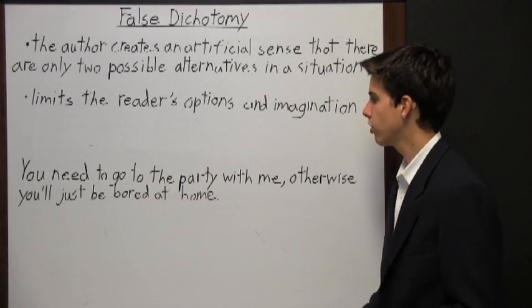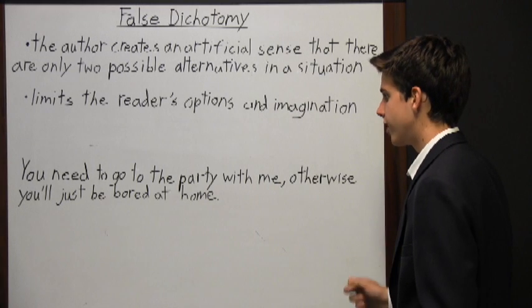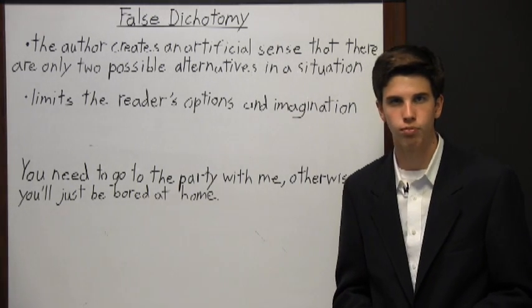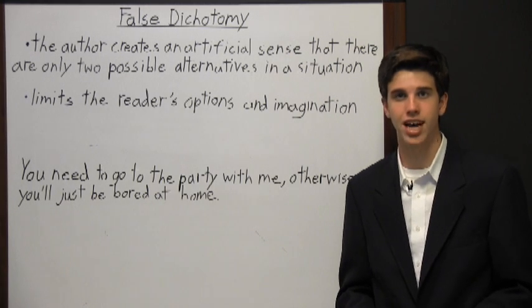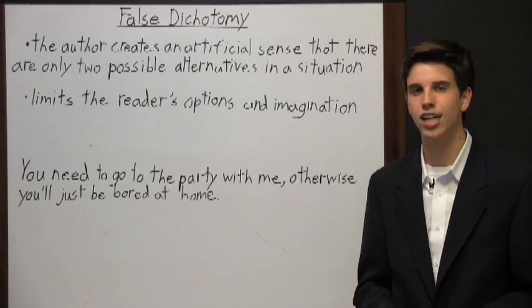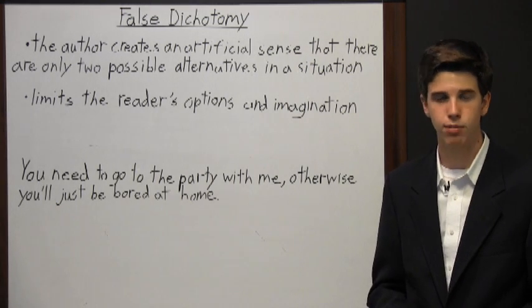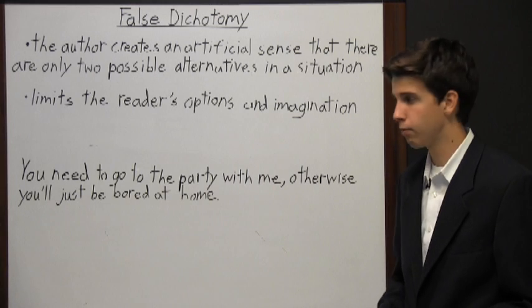Now, an example of false dichotomy is, you need to go to the party with me, otherwise you'll just be bored at home. And so here, the speaker suggests that the only other possibility besides being at the party is being bored at home. This is not true, as it is perfectly possible to be entertained at home, or even to go somewhere other than the party.